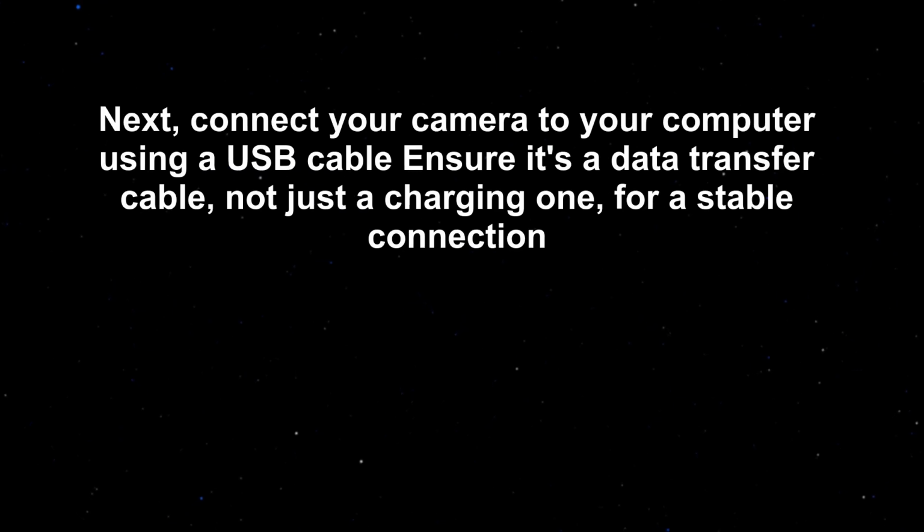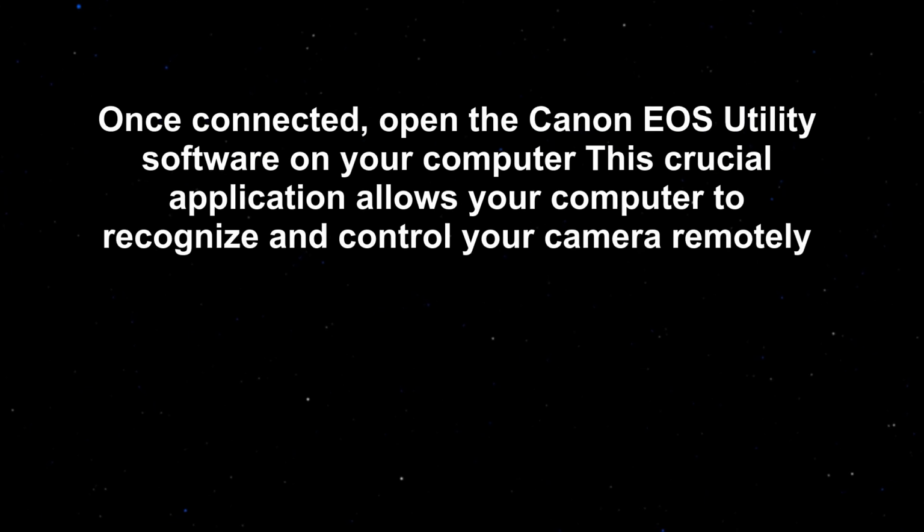adapter. Next, connect your camera to your computer using a USB cable. Ensure it's a data transfer cable, not just a charging one, for a stable connection. Once connected, open the Canon EOS Utility software on your computer. This crucial application allows your computer to recognize and control your camera remotely.